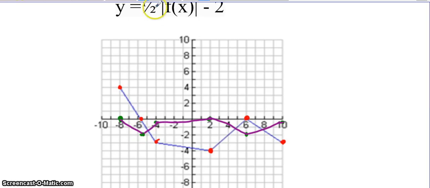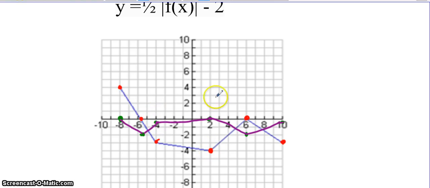So another thing to emphasize, all of these operations, these transformations here, are affecting the y values of the original function. Nothing is changing with the x values. For this one, I take the absolute value of negative 3, so it becomes positive 3. Then I multiply that by 1/2, and I'm at 1.5. And then I shift down 2, so I'm at negative 1/2.